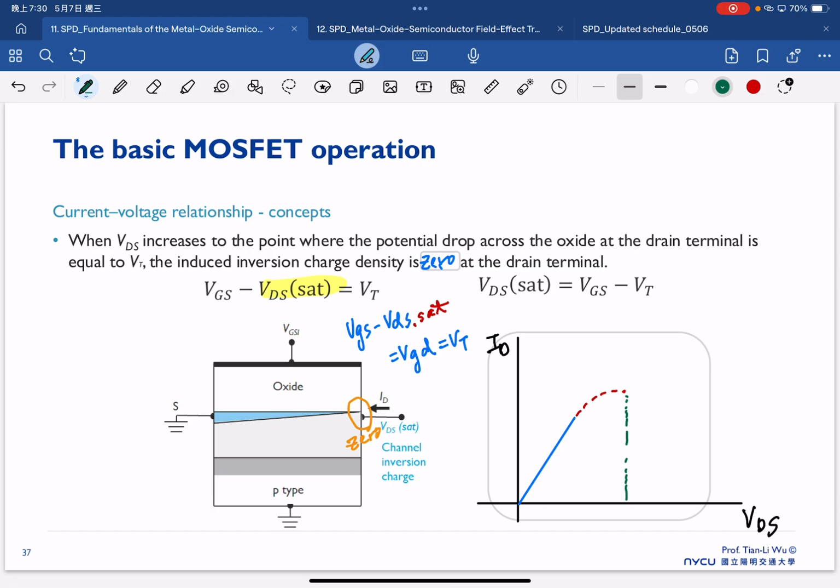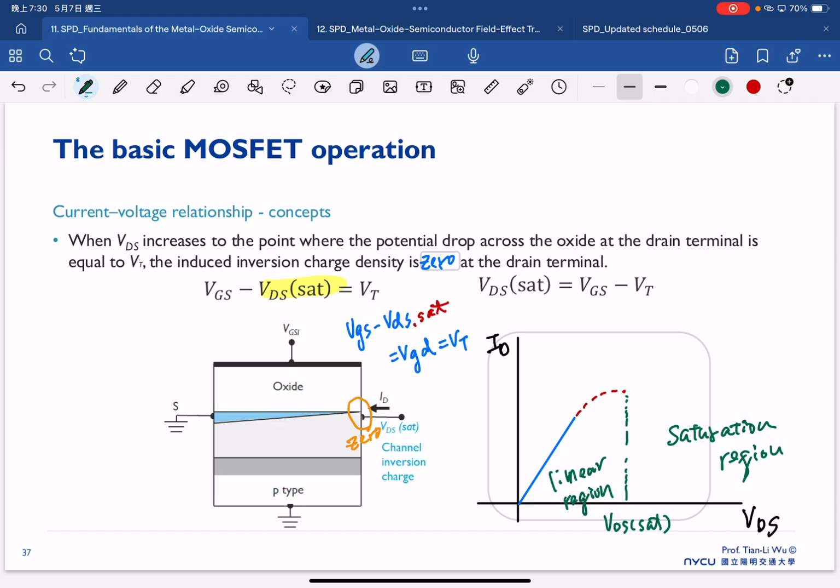there will be the moment that we don't have any inversion charge at the drain side, and this is the moment we call VDS set. Why do we call it set here? This is because beyond this region, we call it the saturation region. And before this condition, we call it the linear region.